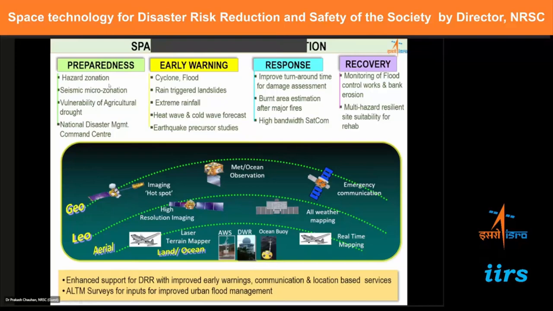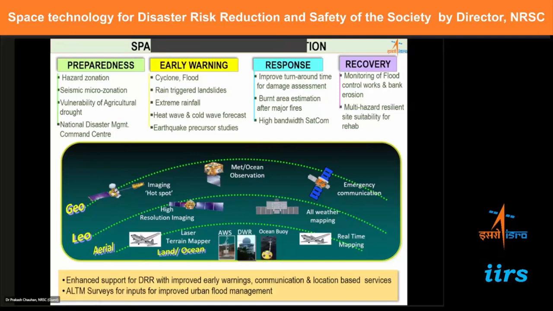So when it comes to preparedness, we can create hazard zonation maps, like for floods. Floods keep on occurring every year, and every year we have a lot of information about flood occurrences. So can we create a flood hazard zonation map? Seismic microzonation map. What are the areas most vulnerable to agricultural droughts based on previous historical data sets? Based on these data sets, we can identify hotspots and take preventive action well in advance. And then, of course, the National Disaster Management Authority, NDMA, has been set up in this country to deal with the preparatory aspects of disasters.